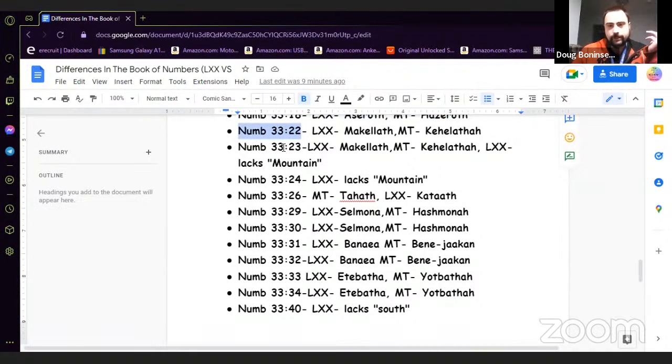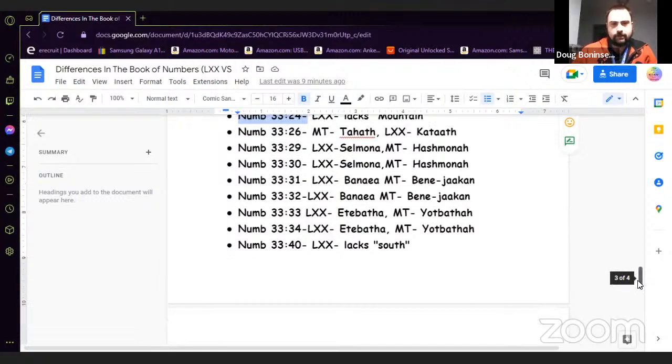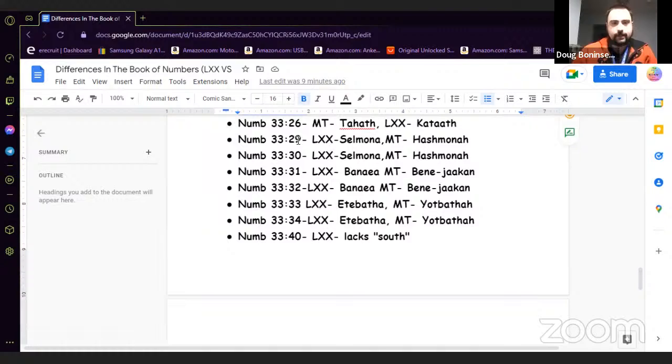Numbers 33, verse 22, Machpelah versus Kehelatha. Very similar. Seems like the same place. Numbers 33, verse 23, Machpelah versus Kehelatha. So again, pretty much similar there. Numbers 33, verse 24, LXX lacks mountain. Okay. Numbers 33, 26. You have Masoretic Tahath versus Kata'a. Numbers 33, 29, Salmona, Hashmona. Same thing in the next verse in Numbers 33, verse 30.